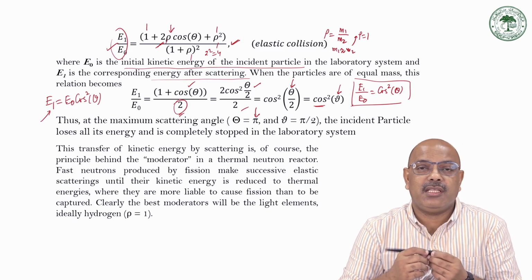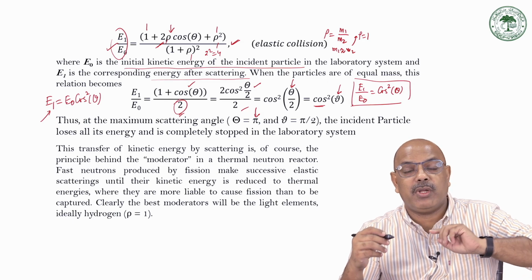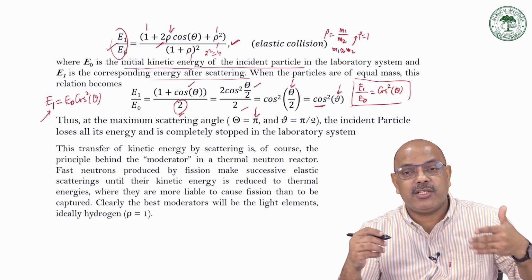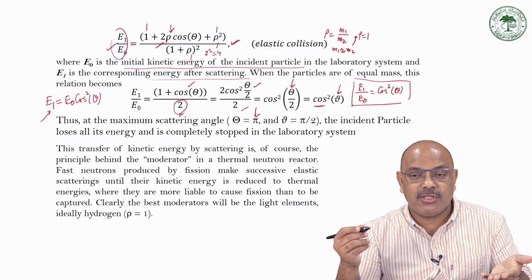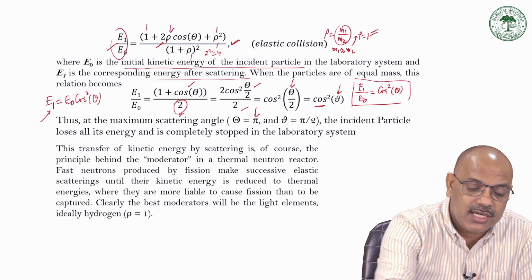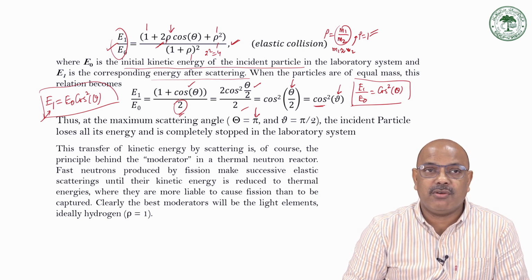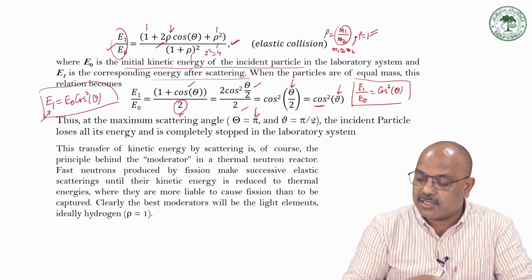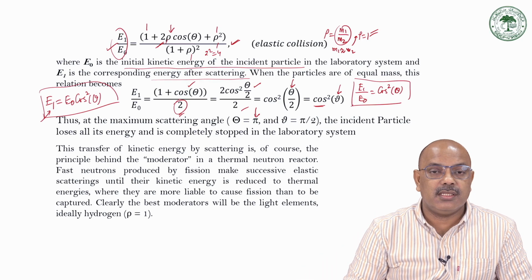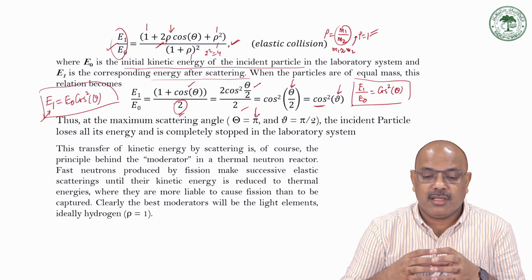Clearly the best moderator will be the light elements. That means we have to put rho equal to 1. This m1 upon m2, where m1 is my neutron because this is a fast neutron, so m2 ideally has to be hydrogen, so that rho, m1 by m2, equals 1. Then this relation holds good, and the scattering of the fast neutron is going to reduce the energy of the system. Okay, so I think this is done for today's lecture.